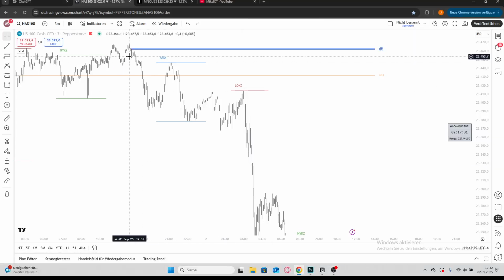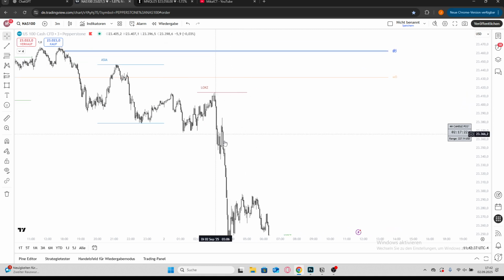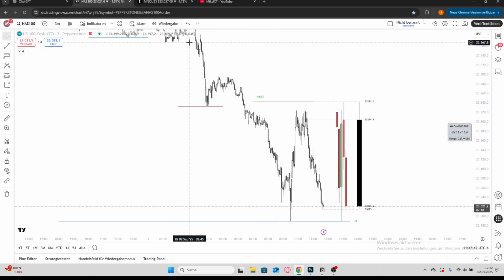Alright guys, so today I want to go over my trades from this Tuesday. I had one good winner here in London, so I was able to perfectly short the top here, but I took profits around here. So that's actually really sad to see how far we went down, but yeah, it is what it is.